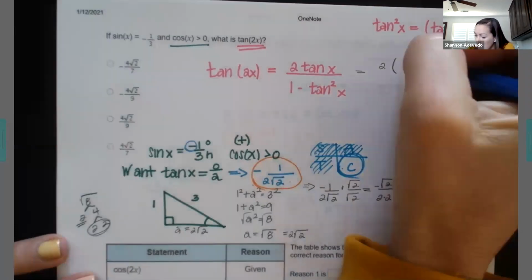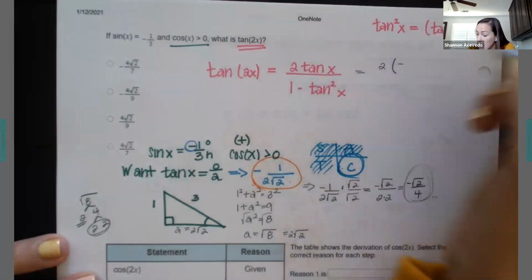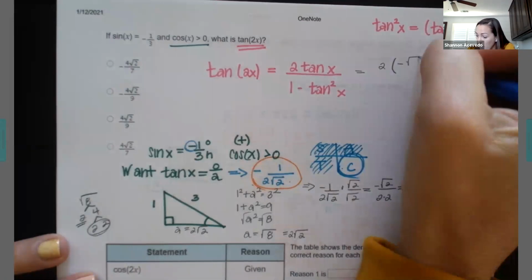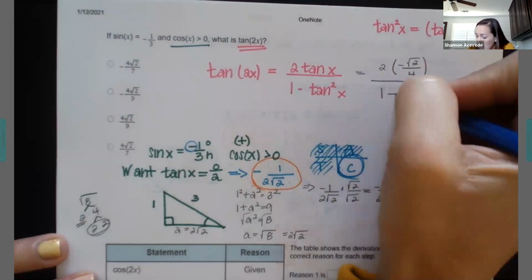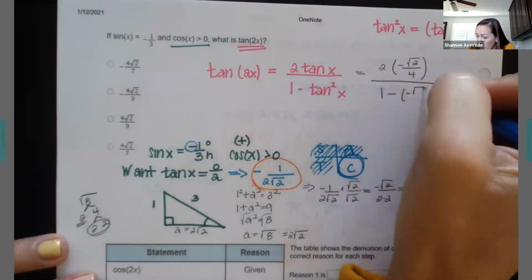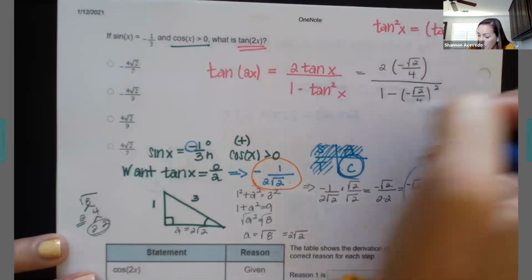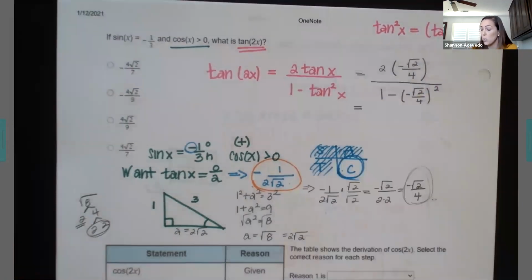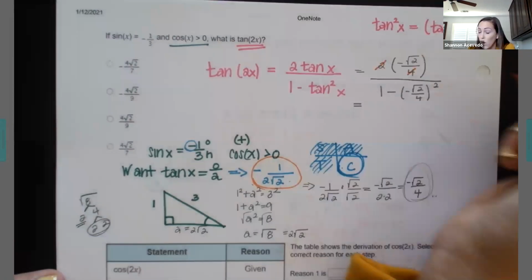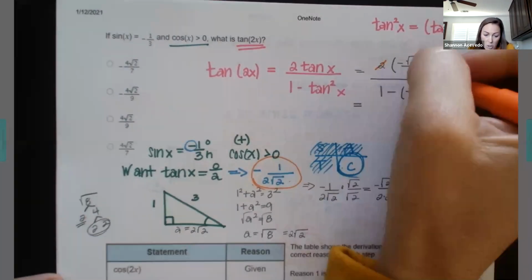So I'm going to do negative. See, my tangent of x is negative square root of 2 all over 4, divided by 1 minus a negative square root of 2 all over 4 squared. Well, this is kind of nice because my 2 can simplify with this square root of 4, and this can become a value of 2.